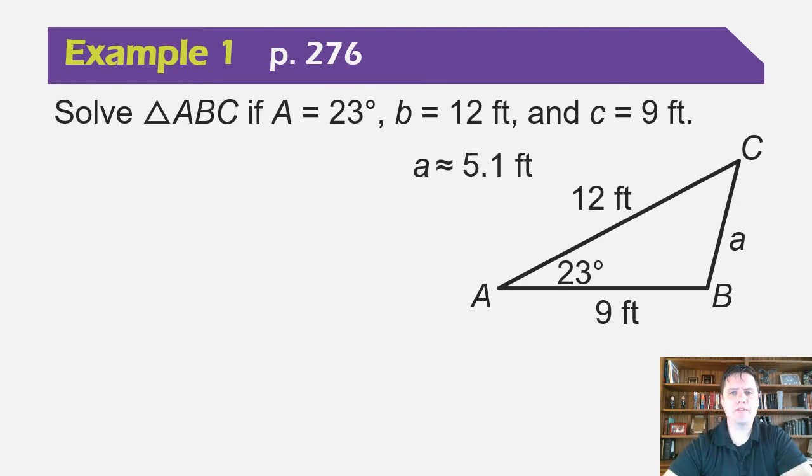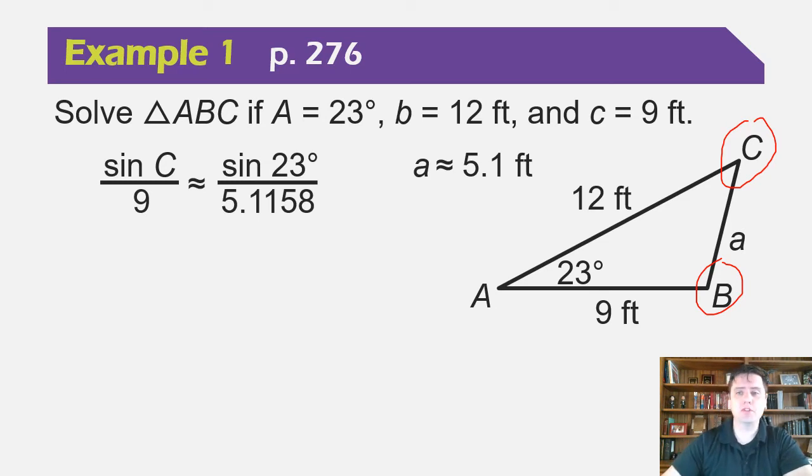All right, so we got 5.1 for A, but we haven't finished, right? We still need to find C and B. Well, how will we go about doing that? You have a couple options at this point. Now that you have all sides and you have an angle, you could use the law of sines, but you could also use the law of cosines again.